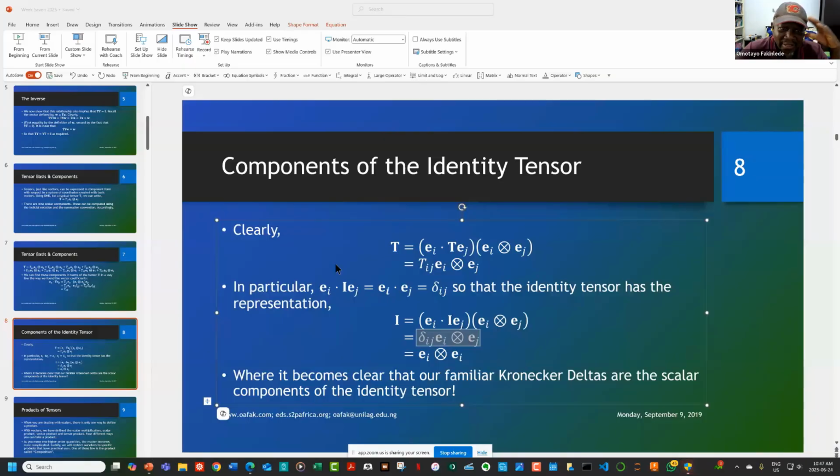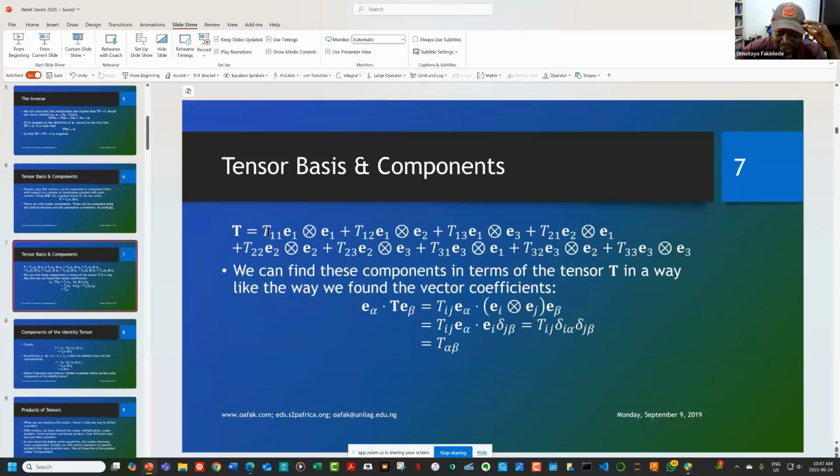You remember here, it means that if T is the annihilator tensor, it will be 0 E1 circle times E1 plus 0 E1 circle times E2 plus 0 E1 circle times E3 plus 0 E2 circle times E1 plus 0 E2 circle times E2 plus 0 E2 circle times E3 plus 0 E3 circle times E1 plus 0 E3 circle times E2 plus 0 E3 circle times E3.